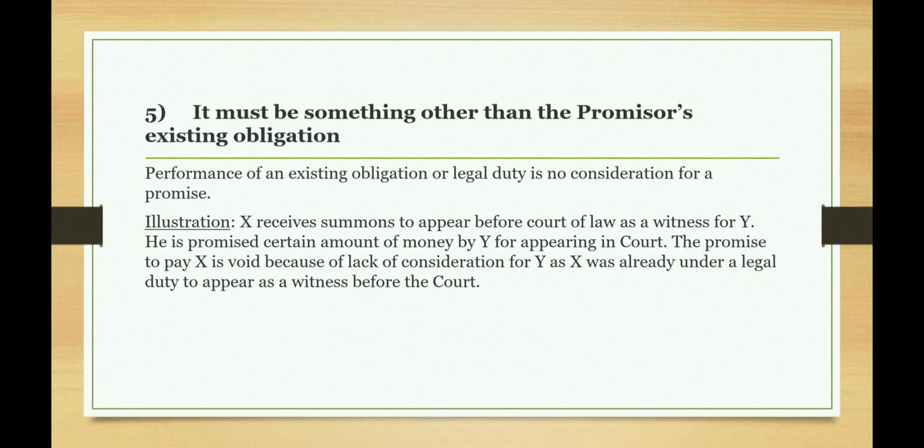Fifth one, it must be something other than the promisor's existing obligation. It means performance of an existing obligation or legal duty is no consideration for a promise. For example, X receives a summons to appear before a court of law as a witness for Y. He is promised a certain amount of money by Y for appearing in court. The promise to pay X is void because of a lack of consideration for Y, as X was already under a legal duty to appear as a witness before the court.